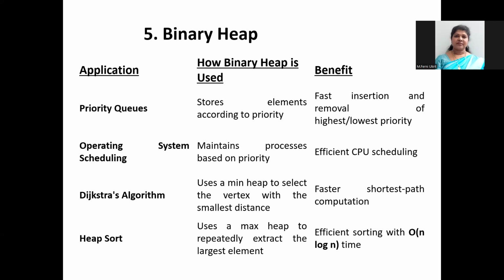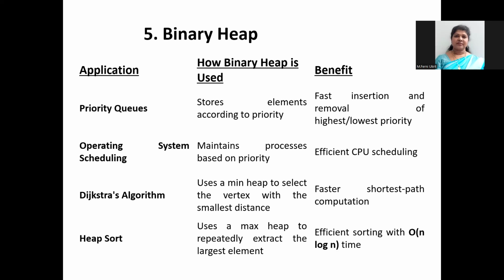Then comes operating system scheduling. Here, there are so many processes in the queue. If you're assigning priorities, for example, process A has the highest priority and process B has medium priority, then A will be processed first since it has the highest priority. The benefit will be fast, efficient CPU scheduling and utilization, so reduced waiting time.